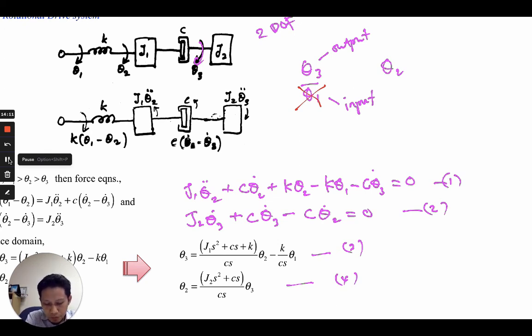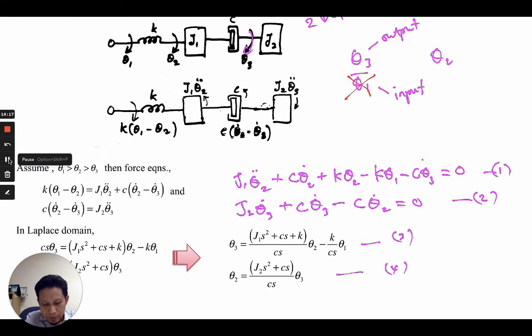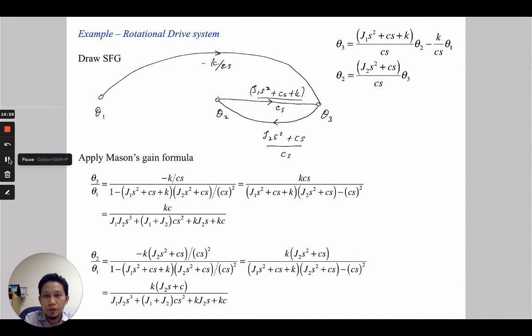We transform it to the Laplace domain. So theta 3 is double dot here. So we can draw the signal flow graph. Signal flow graph. So we have here theta 1, theta 2 and theta 3.